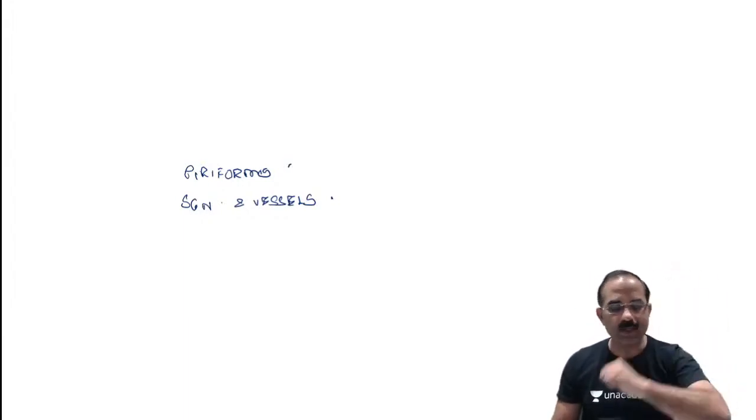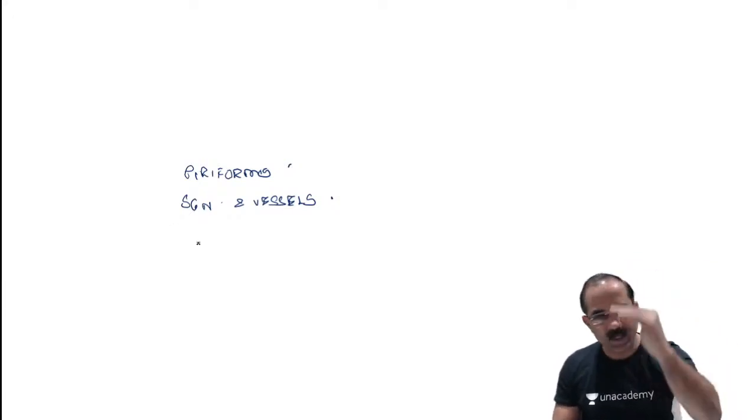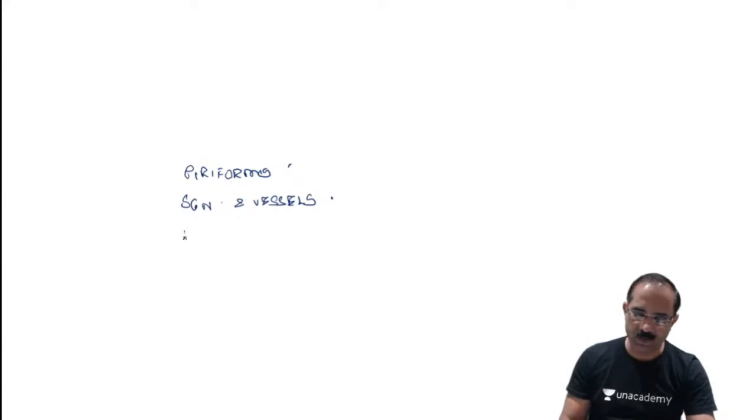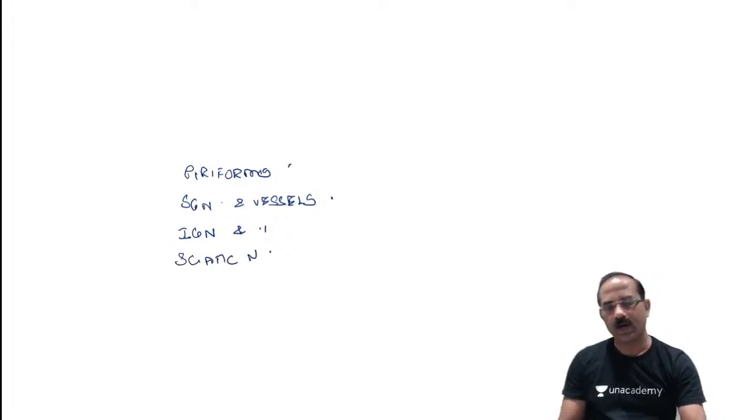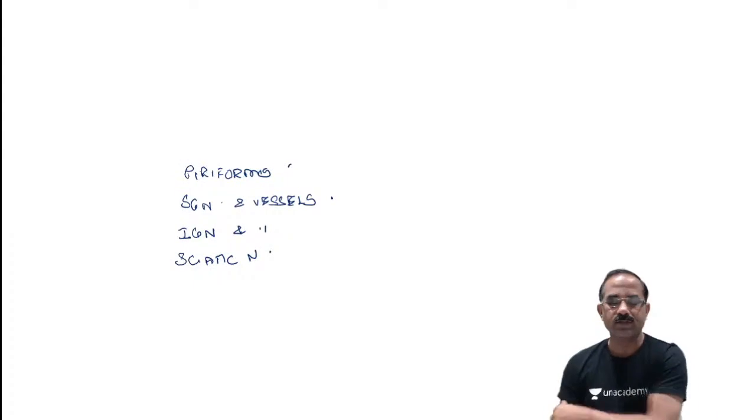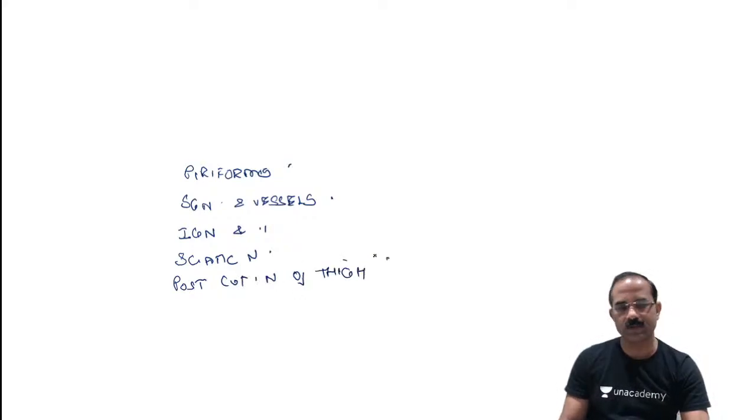Okay? This is the only nerve and vessel which is present at the upper border of the piriformis. Everything else goes below the piriformis. What is this now? The inferior gluteal nerve and vessels. The next is the sciatic nerve. On the medial aspect of the sciatic nerve, there's a nerve. What is the name of that? The posterior cutaneous nerve of thigh.